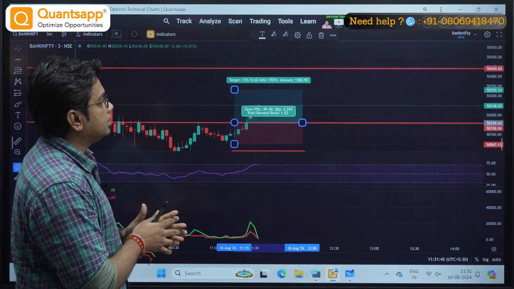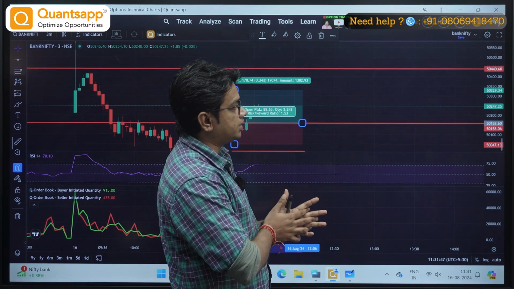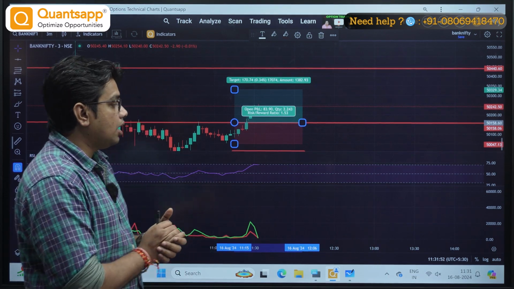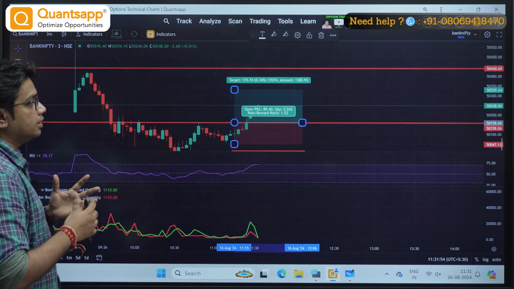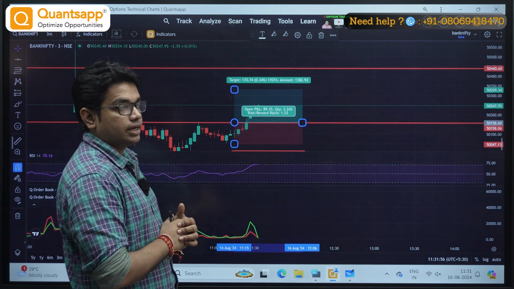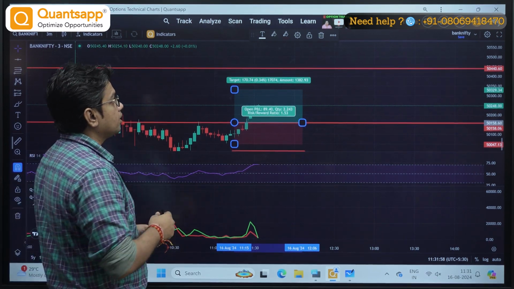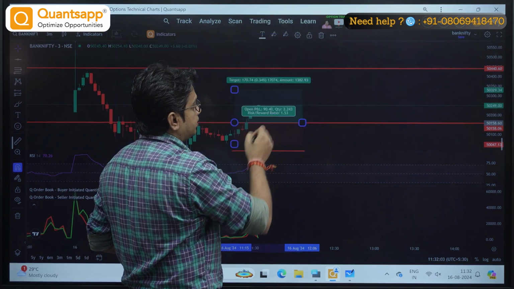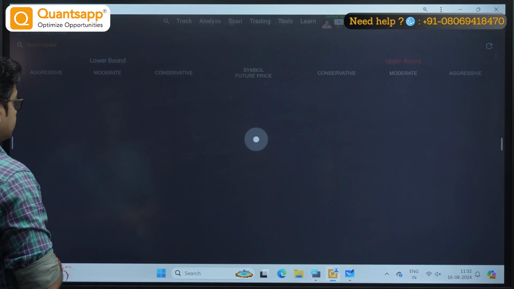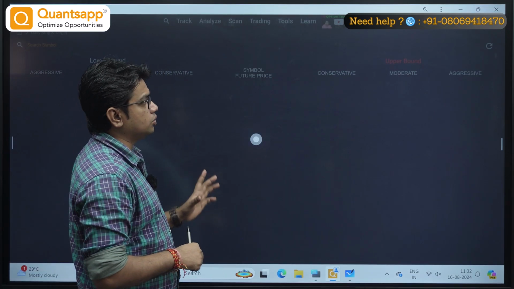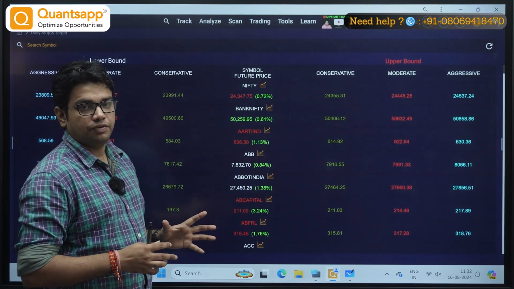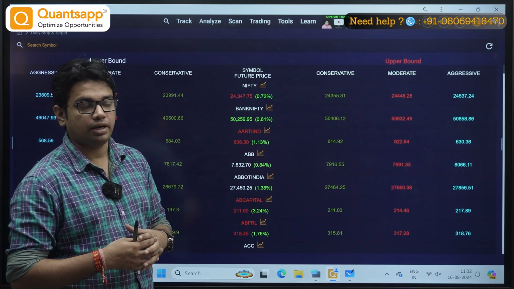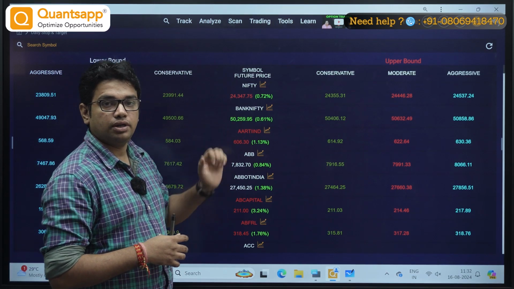Now this is on the basis of technicals, on the basis of chart patterns, candlestick patterns. Now I want to show you how I can mark the stop loss and target on the basis of data. So I'll go to trading. I'll select stop and target. Here this tool will analyze and give you the exact stop loss and target on the basis of data for all instruments.